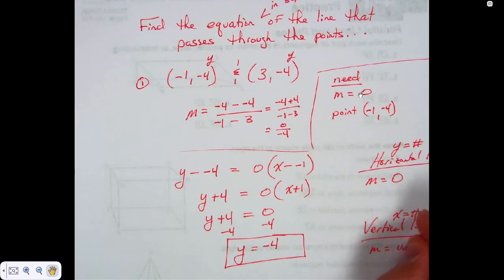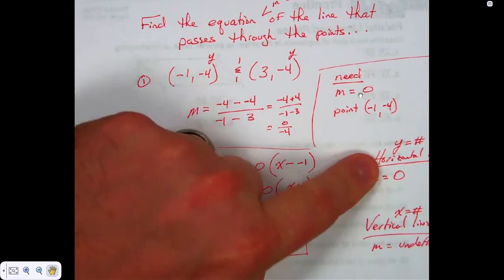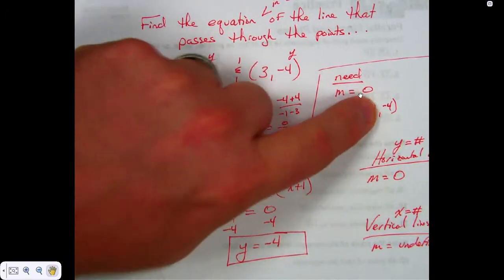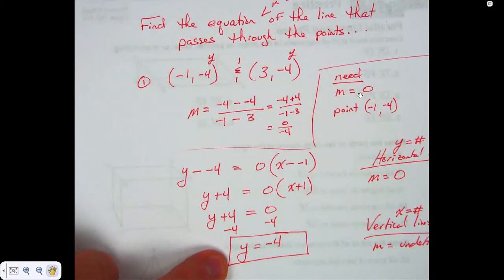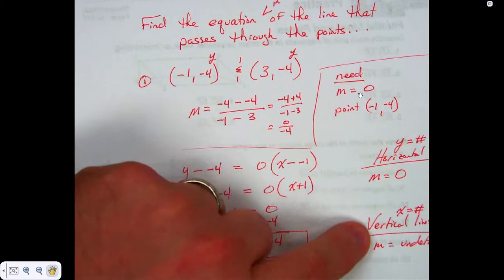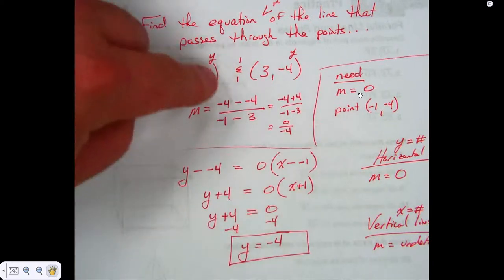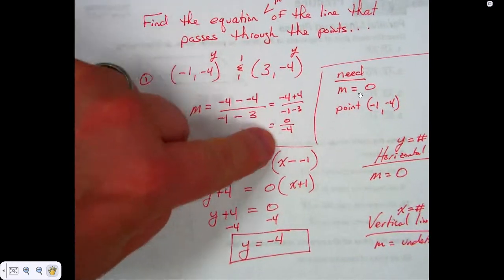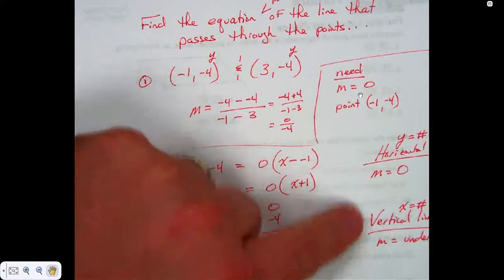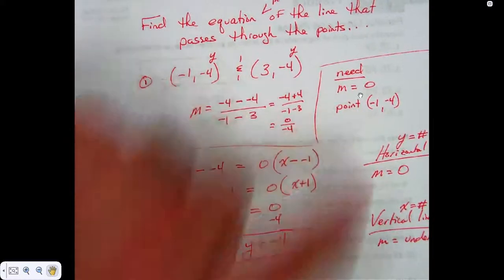So if you get a slope of 0, all you gotta do is see what your y coordinate is. Look, it's y equal -4. If you get a vertical line where you get a 0 on the bottom for your slope, instead of on the top, all you gotta do is see what your x coordinate is, and it'll be x equal to that.